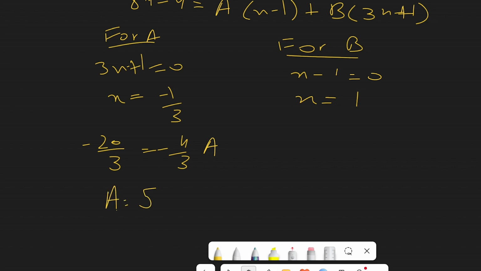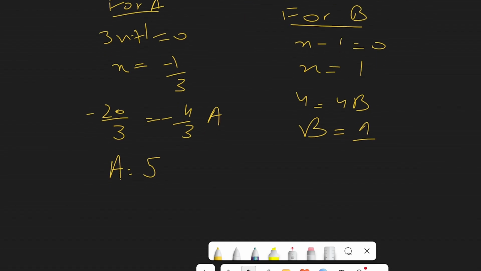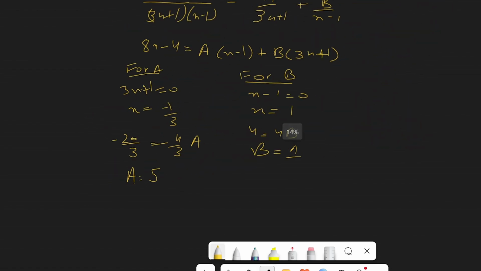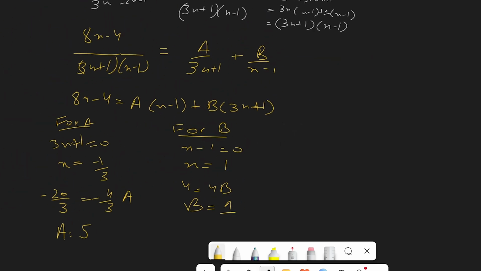Then for B we will do 8 into 1 minus 4, that is 4, which is equal to, A would become 0 and this will become 3 plus 1, 4B. Okay, B would be 1. You can put it on your calculators, but I am proficient in maths, I am a professor, an expert in maths, so I did it manually. Okay, so now that we have A and B, we will put these into this.